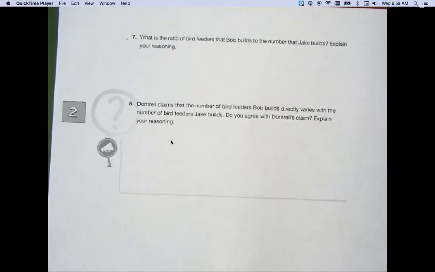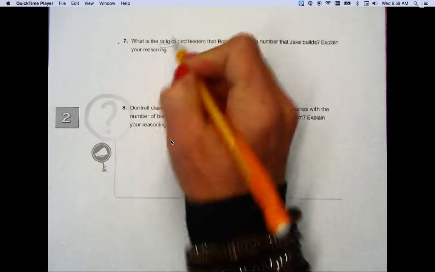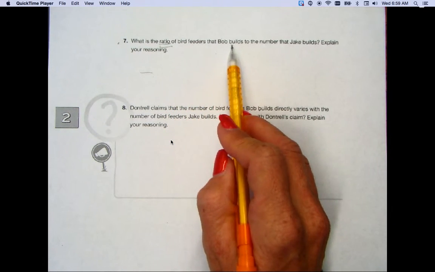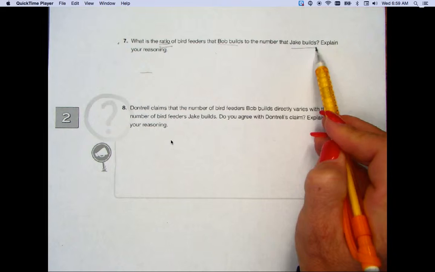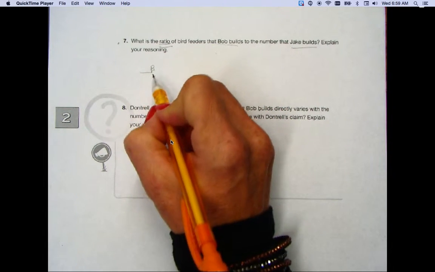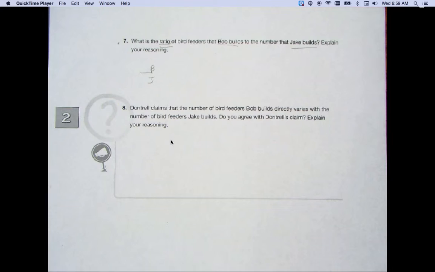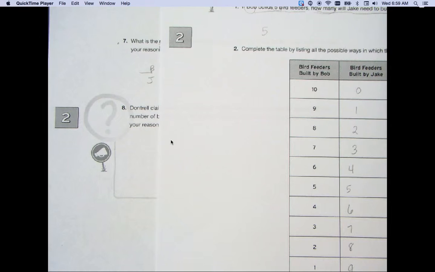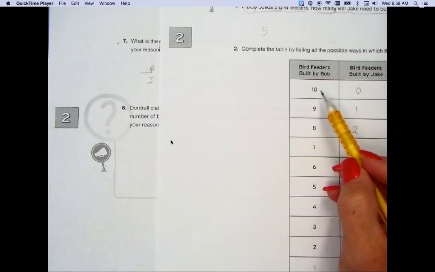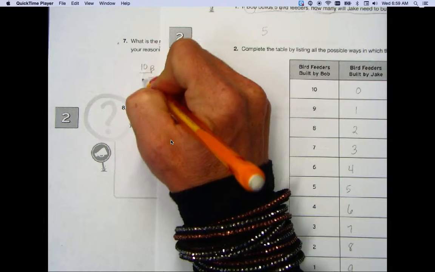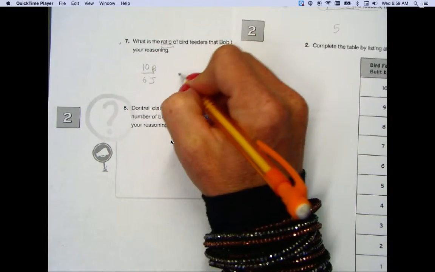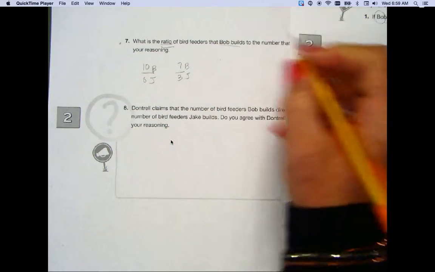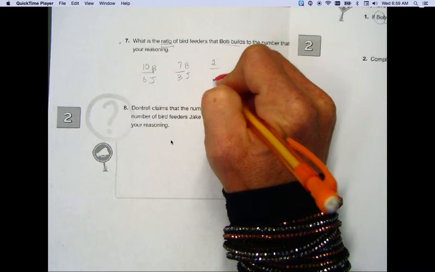So this question asks, what's the ratio? When I see ratio, taking fractional form, what's the ratio of bird feeders Bob builds to the number Jake builds? That means Bob has to go on the numerator, Jake on the denominator. So I'm actually going to go back to the table here, and I'm going to pull up a few different examples. Bob built 10, Jake built 0. Try another one. If Bob built 7, Jake built 3. If Bob built 2, Jake built 8.